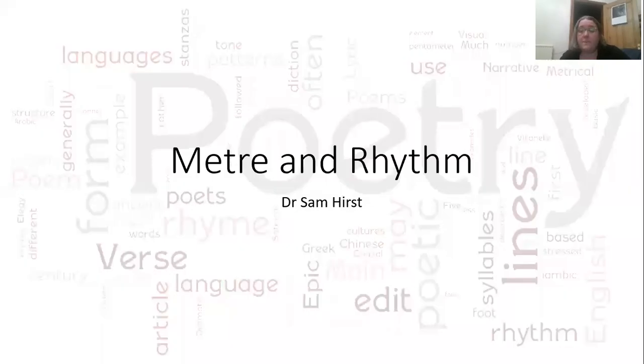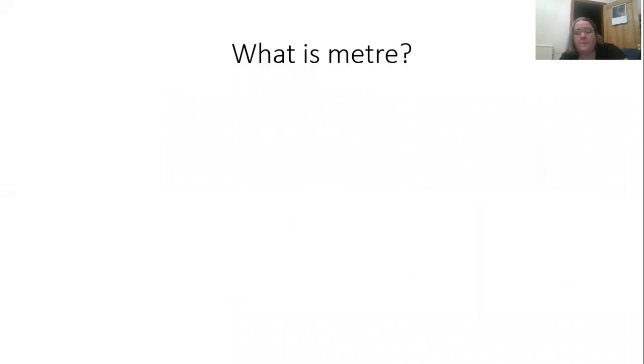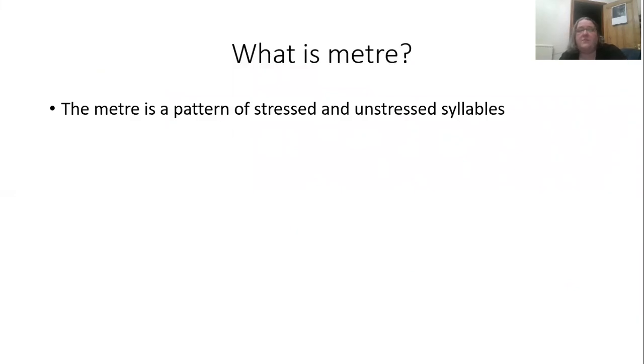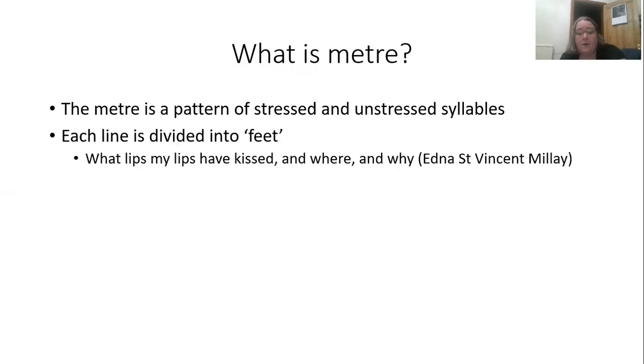So talking about meter and rhythm, what are we actually talking about when we use this word meter? Well, meter refers to the pattern of stressed and unstressed syllables that we find in the lines of a poem. Each line is divided into feet, and each of these feet holds usually either 2 or 3 syllables, and in each of those feet there is a clear stress pattern.